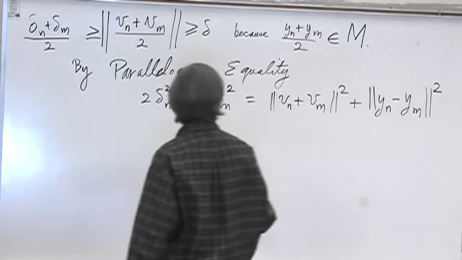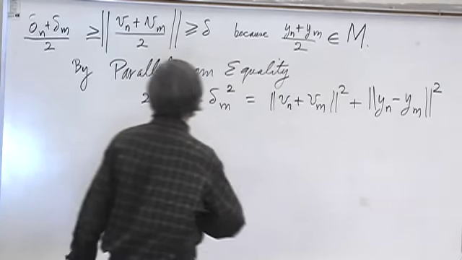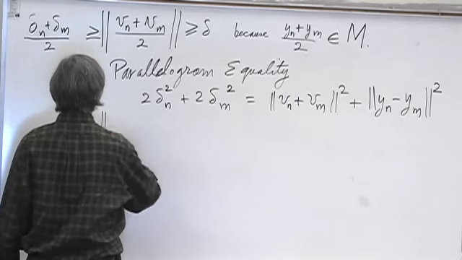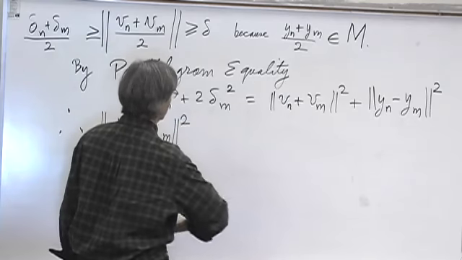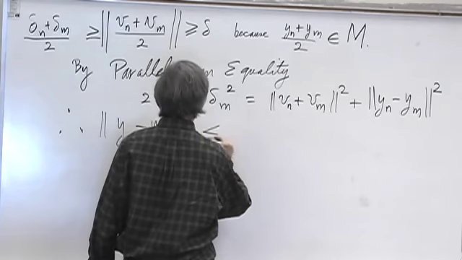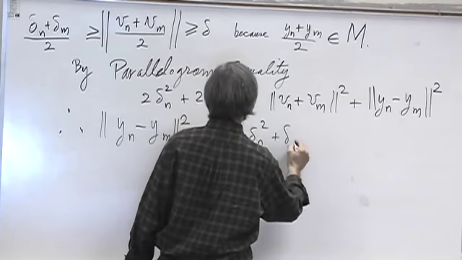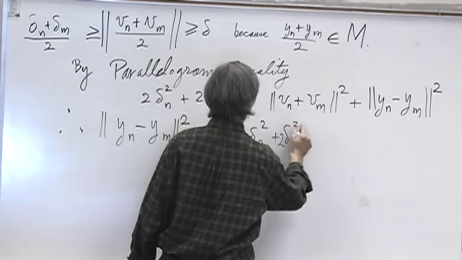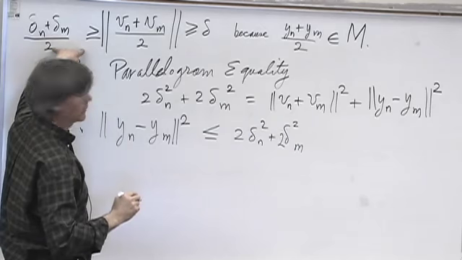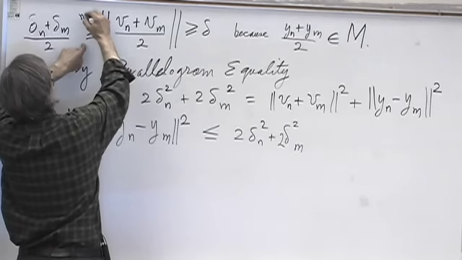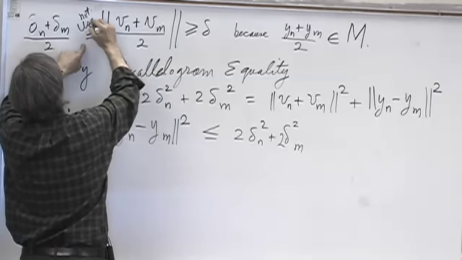Okay. Therefore, I want to show this is small, so I'm going to put it on one side. Therefore, Yn minus Ym squared is less than or equal to 2 delta n squared plus 2 delta m squared. I don't really need this inequality here. This one I'm not going to use. I'm just pointing it out.